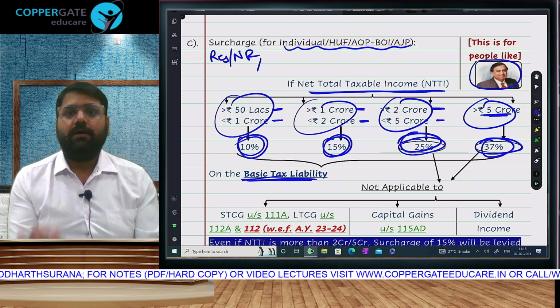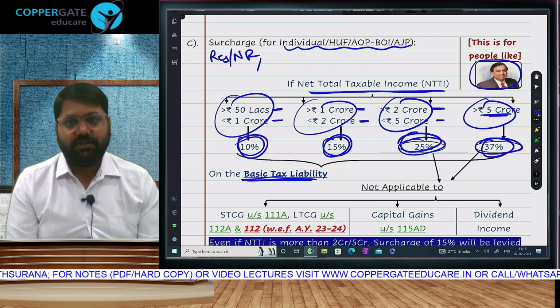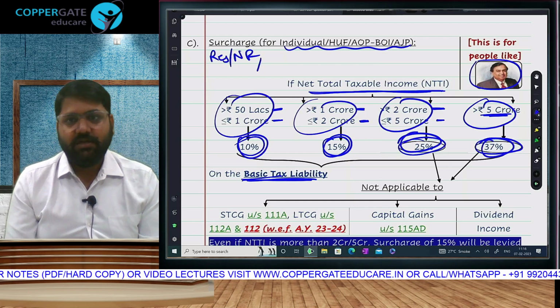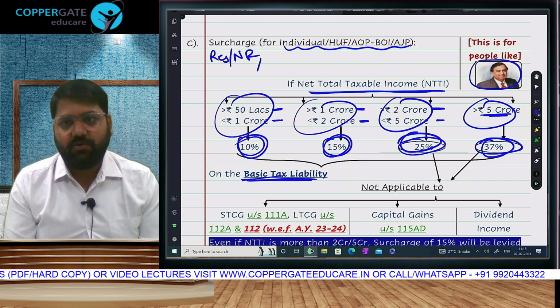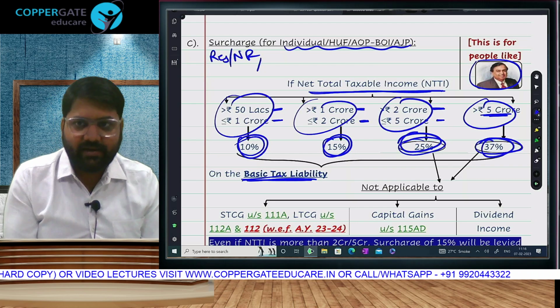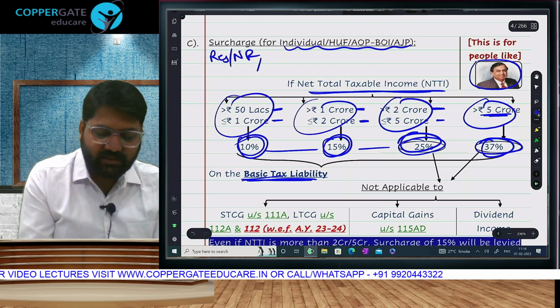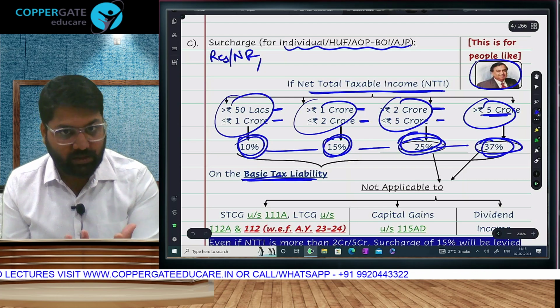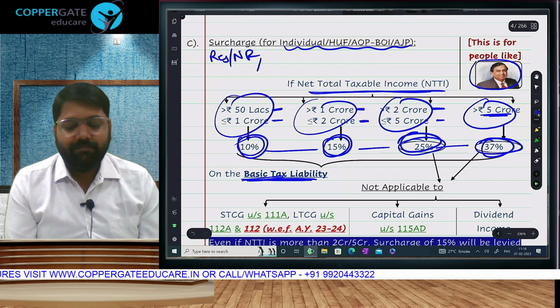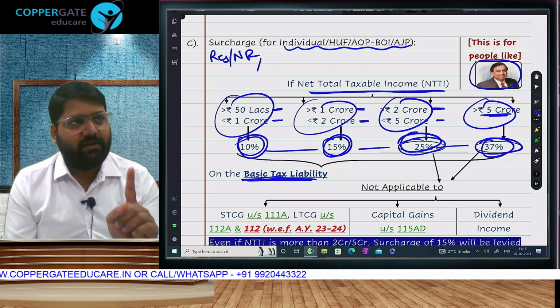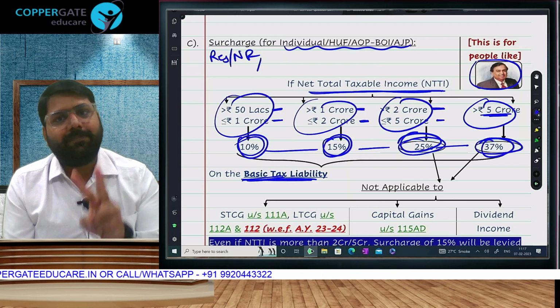Greater than 50 lakh, up to 1 crore, 10% surcharge. Greater than 1 crore, up to 2 crore, 15% surcharge. Greater than 2 crore, up to 5 crore, 25% surcharge. And greater than 5 crore, 37% surcharge. Whichever is the percentage that is chosen based on the total income, it will be applied on your basic tax liability. Surcharge will apply on resident, non-resident, everyone. Surcharge will apply on all assessees.